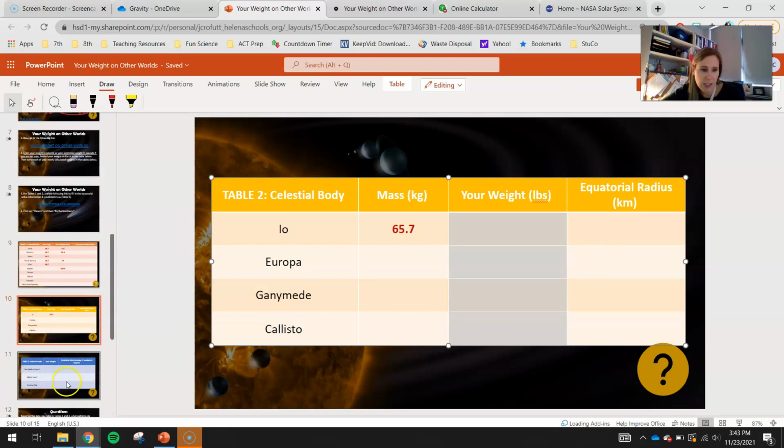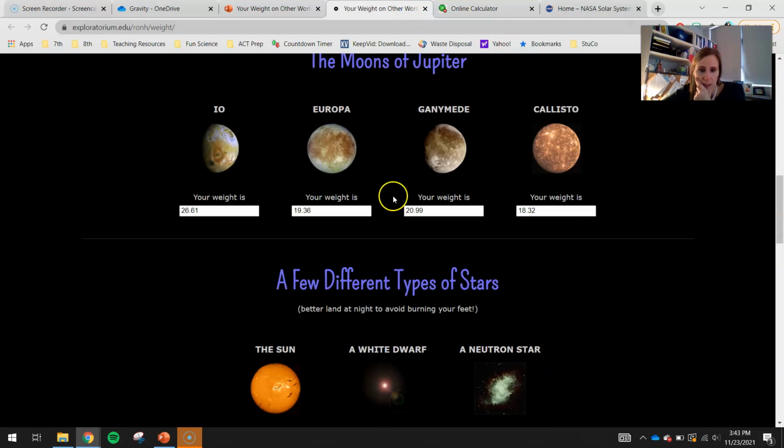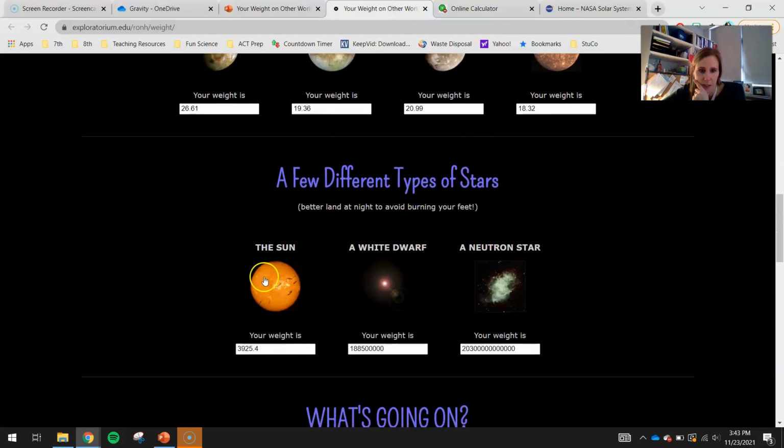And then finally, let's take a look at our last table. We have your weight for the sun, a white dwarf, and a neutron star. Again, you would look at this and go down a few types of stars. Here's the sun. If I went to the sun and could survive on the sun, I would weigh 3,925.4 pounds. A white dwarf, you can see, and a neutron star. Those are some pretty hefty numbers as far as weight. So what does that tell you about the gravitational force of those planetary objects?